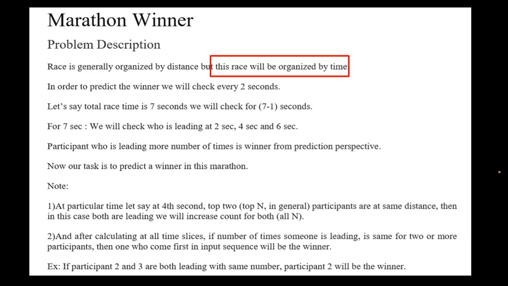So what I'm going to do is collect all the points which are needed for us to solve the problem. What is the first point we have here? The race is organized based on time. Okay, so I'll note it down. Winner is predicted based on time, right? I told you how it works. Based on who leads most number of times, the winner is going to be predicted. This is the first point.